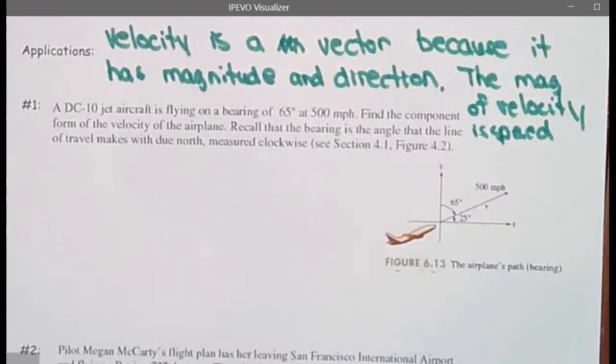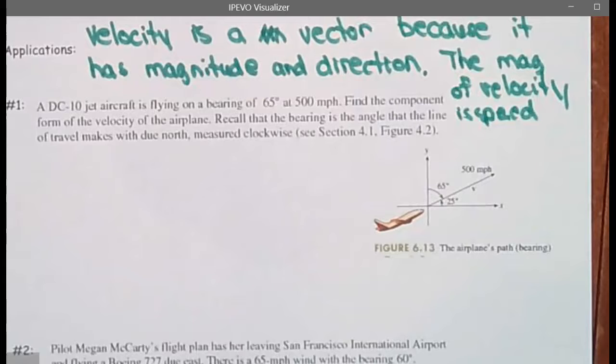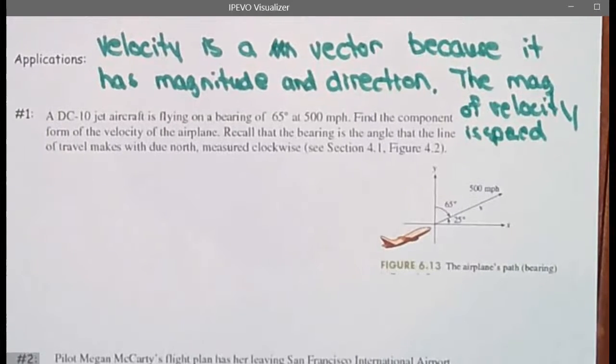Okay, let's go take a look at a couple applications. The first one, we've already been given the picture. And one thing that I found in your book, just to kind of help with some of these applications, it talks about velocity as a vector because it has magnitude and direction. And many of you said you've taken physics, so this is where you probably saw it pretty heavily in physics. And the magnitude of velocity is speed.